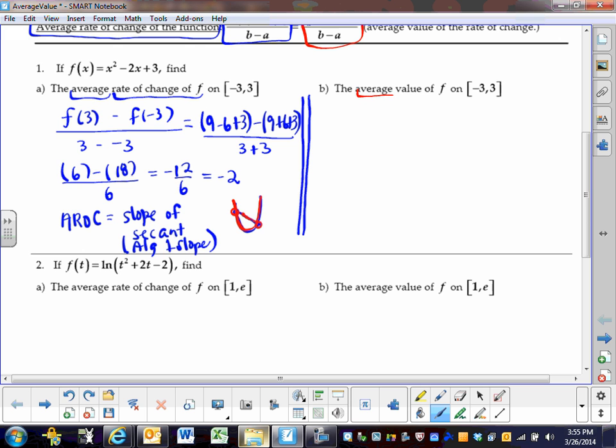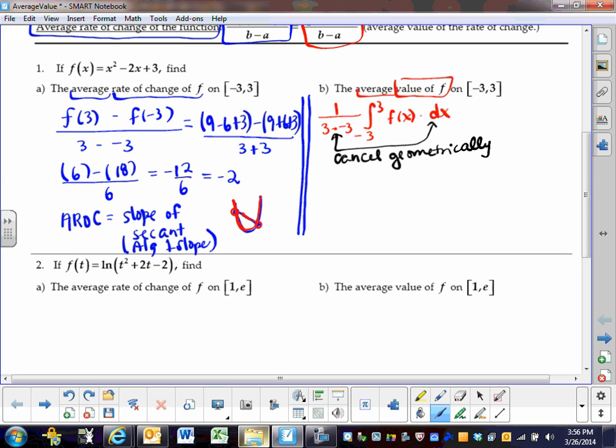Now, we still have the word average when we do average value, but the value of f is not the same as the rate of change of f. Okay, the value of f and the rate of change of f are not the same thing. So the value of f means we're going to add up all of the f values, multiply them by the base, dx, and divide by the base. So again, not inside the formula. You can't just cancel these out, but geometrically, those things cancel, but only as a concept. You can't just cancel the formula away.